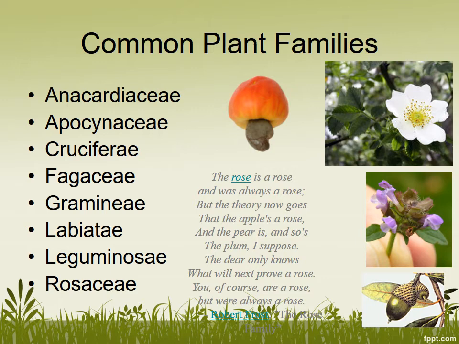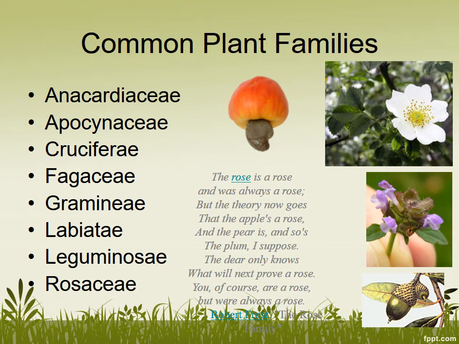Anacardiaceae, Apocynaceae, Cruciferae, those are cruciferous vegetables, things like broccoli, cauliflower, and cabbage. Fagaceae, those are oak trees, so all the different members of Fagaceae are all oak trees. Gramineae, those are grasses. That includes things like bananas, corn, and a lot of all the roadside grasses, a lot of the different weeds of lawns and lawn grasses.